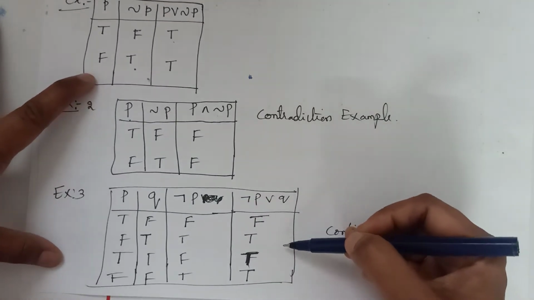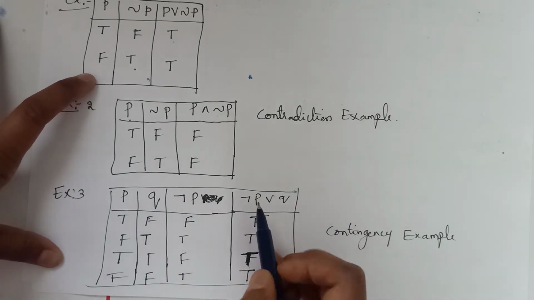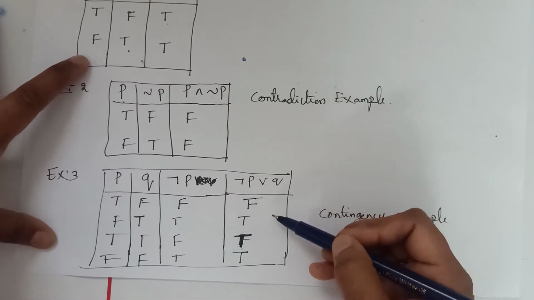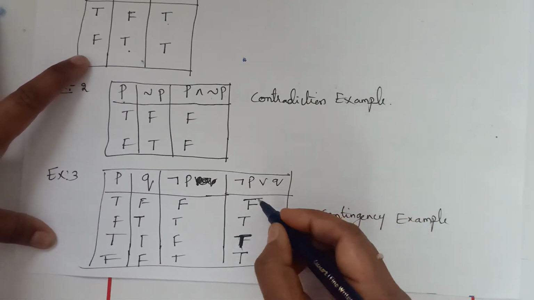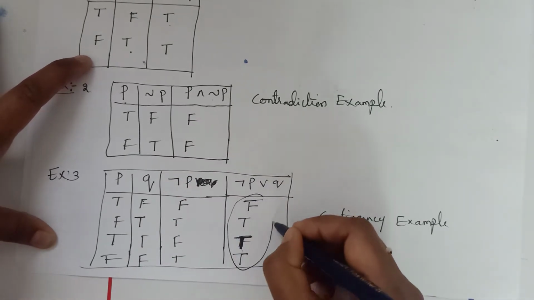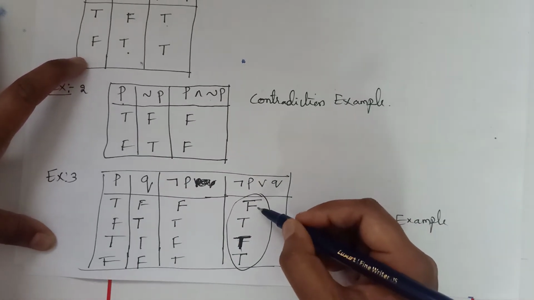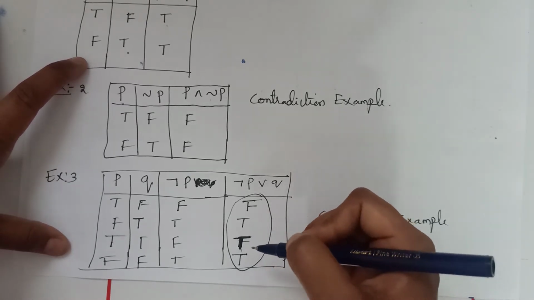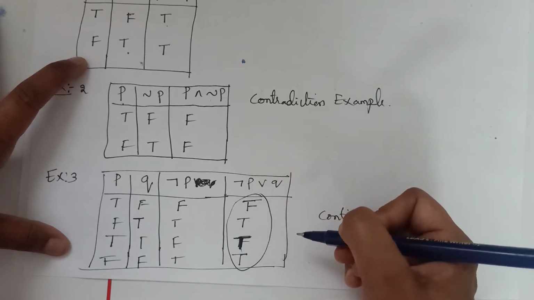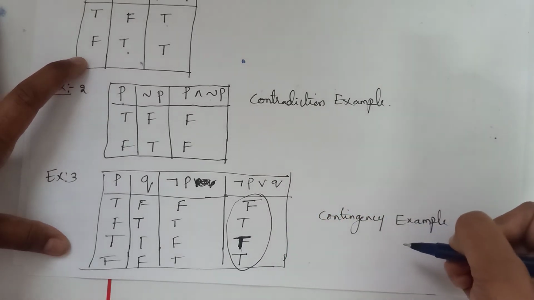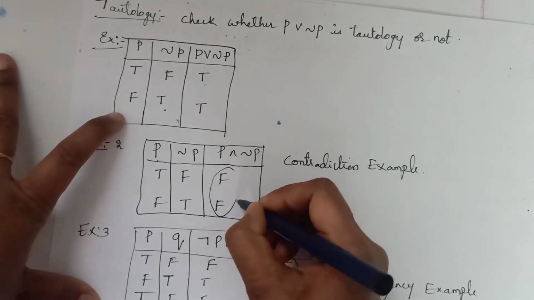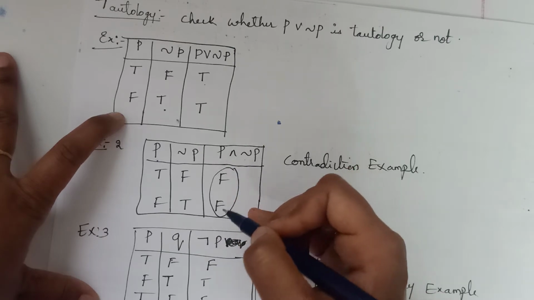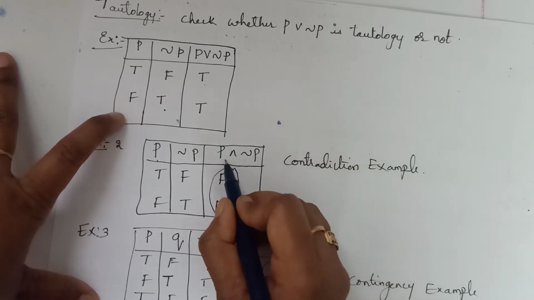I have also prepared a truth table for this statement formula, negation P or Q. In this truth table, observe the last column. Here you have some true values and some false values. Therefore, if it is neither a tautology nor a contradiction, then such a formula is known as a contingency. In this other table, the last column has all false truth values, therefore this is a contradiction.